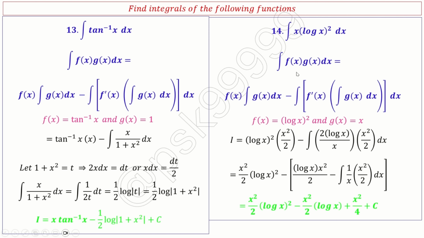Okay, so for x log x, again you apply this formula which I did here. Again I am applying this formula, and you will get the complete integration. So the final answer is x square by 2 into log x whole square minus x square by 2 into log x plus x square by 4 plus constant.